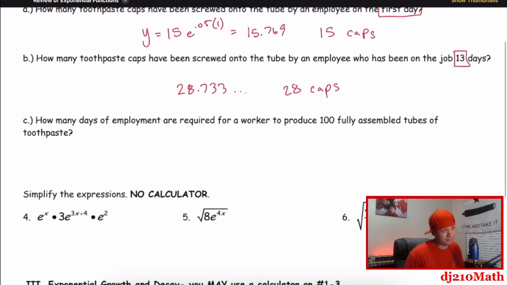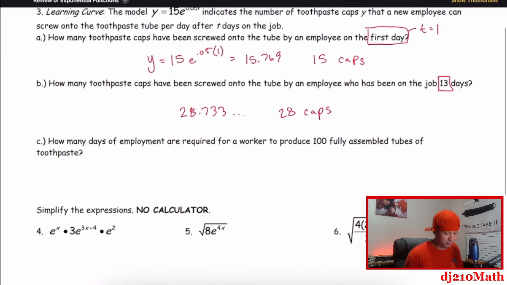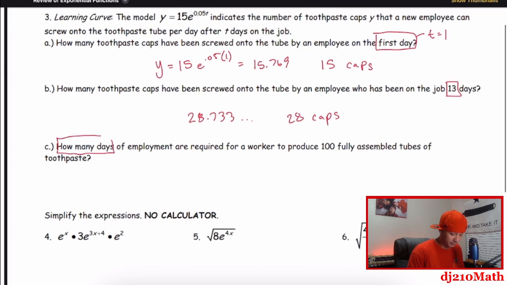Okay. C, how many days of employment are required? So how many days, right? So now we're looking for t. So t is the unknown. We want it to produce 100. So how many days would he have to work there until he's like showing out, right? Doing 100 a day.